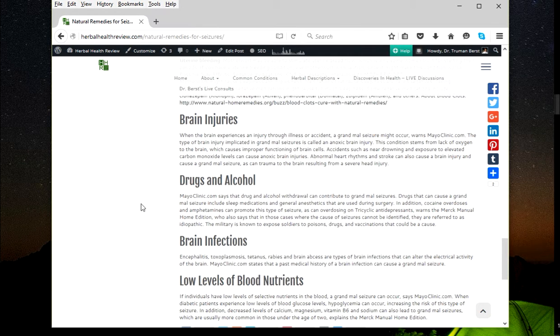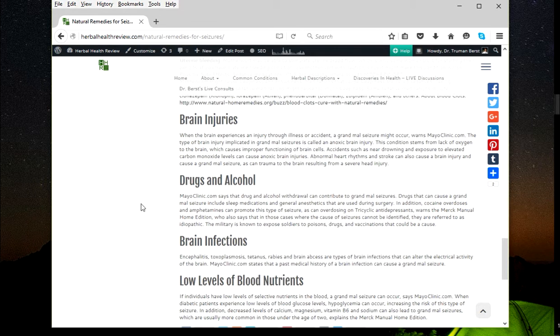When the brain experiences an injury through illness or an accident, a grand mal seizure might occur, and that's a warning from the Mayo Clinic. The type of brain injury implicated in grand mal seizures is called an anoxic brain injury. This condition stems from the lack of oxygen to the brain, which causes improper function of the brain cells. Accidents such as near drowning and exposure to elevated carbon monoxide levels can cause anoxic brain injuries.